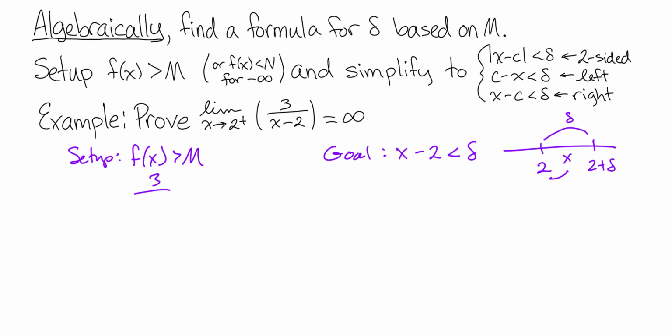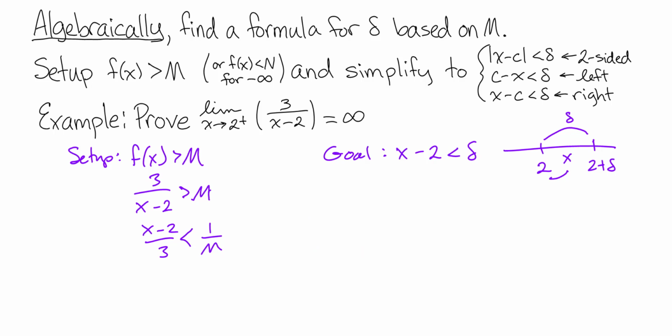So substituting in, we have 3 over x minus 2 is greater than m. We need to make this inequality look like our goal inequality. So I already see the x minus 2, but it's in the denominator. So we can flip this. We get x minus 2 over 3, and then we also flip the right side to be 1 over m. We also have to flip the inequality. For example, if I had 3 is less than 4 and we do the reciprocal, 1/3 is greater than 1/4.